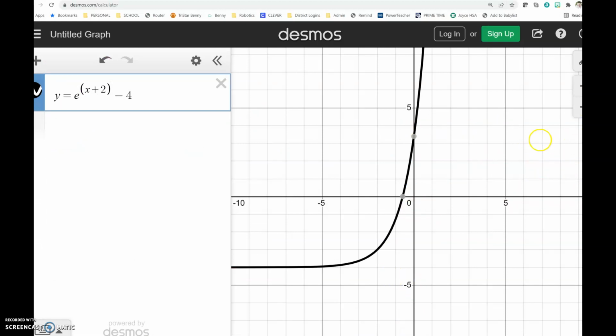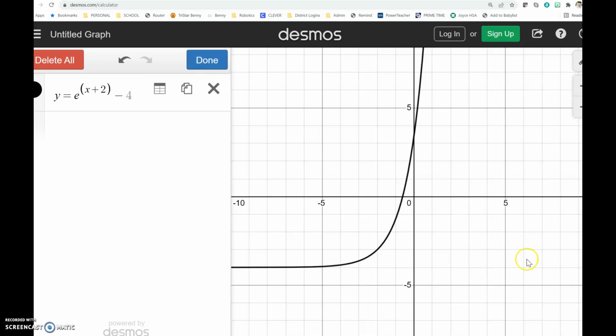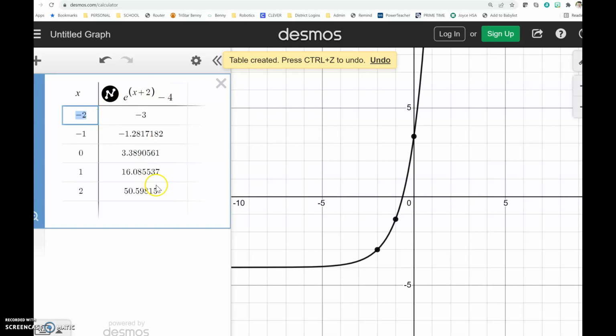And then just a quick review in case you had forgotten, to get points, you click the little settings wheel. Click this little settings wheel that says edit list, and then you click convert to table. When it's an e function, your points are not going to be pretty. And that's okay. It's okay for your points to not be pretty. So record a couple of them, -2, -3, -1, that's -1.3, 0, 3.4. I think that's the only one that's going to fit.